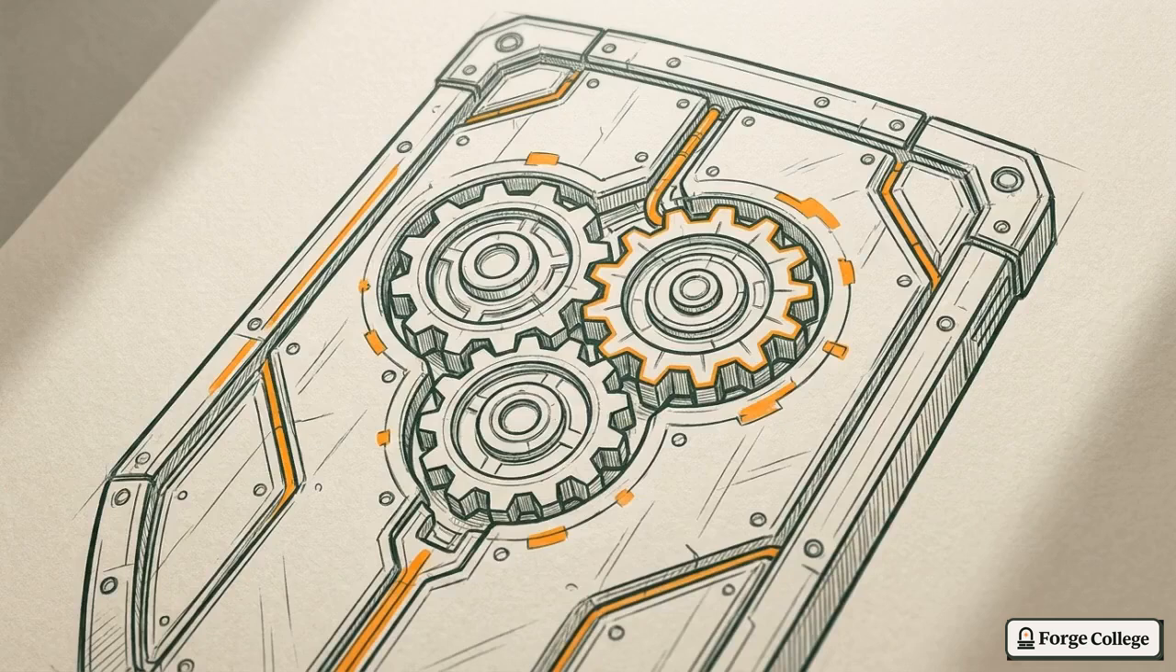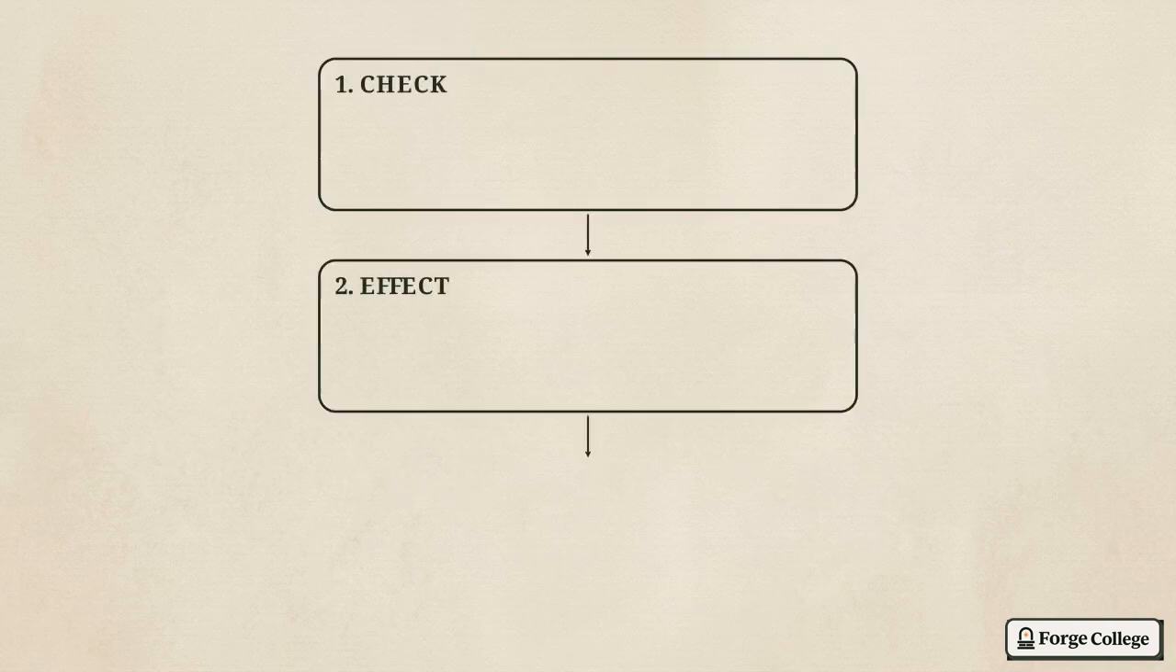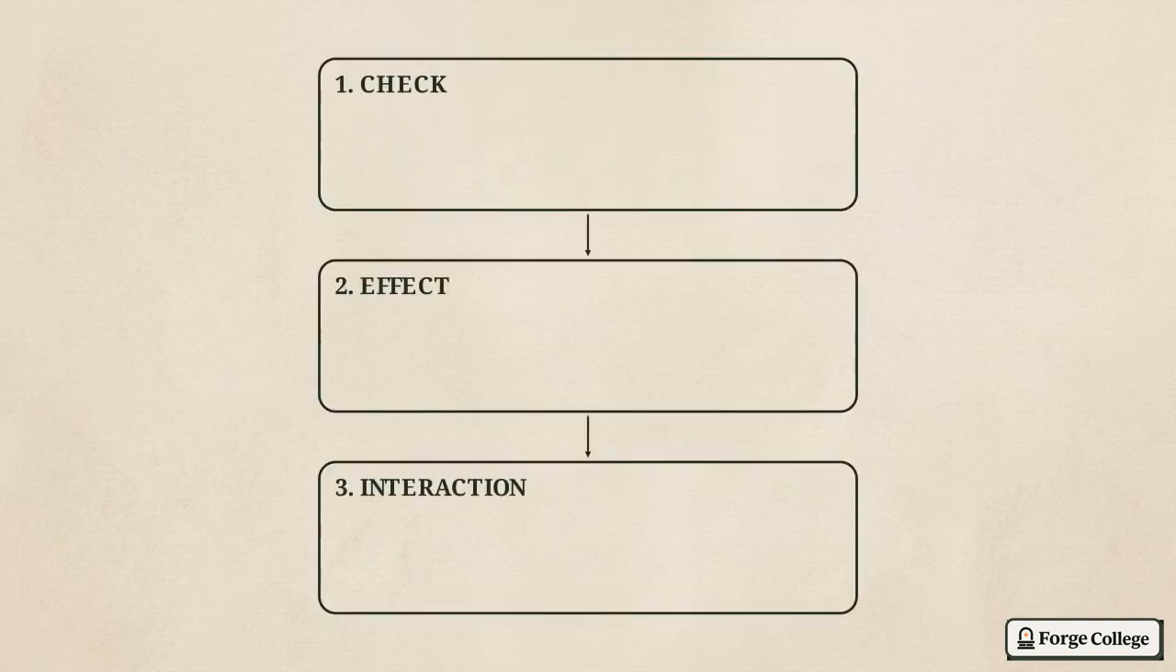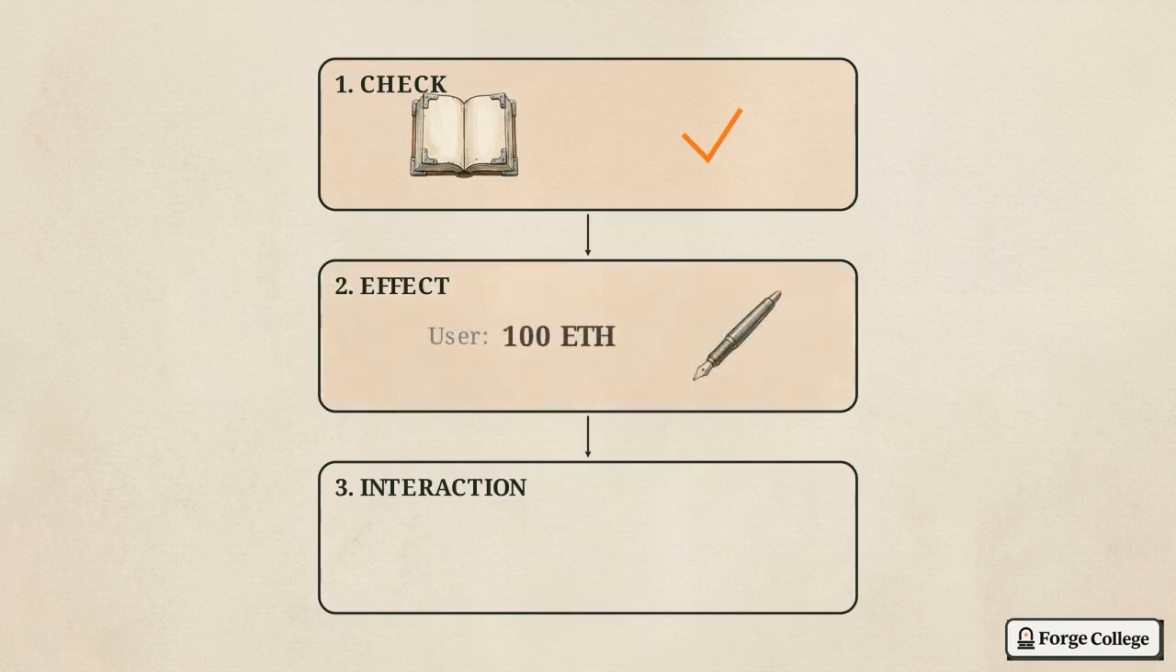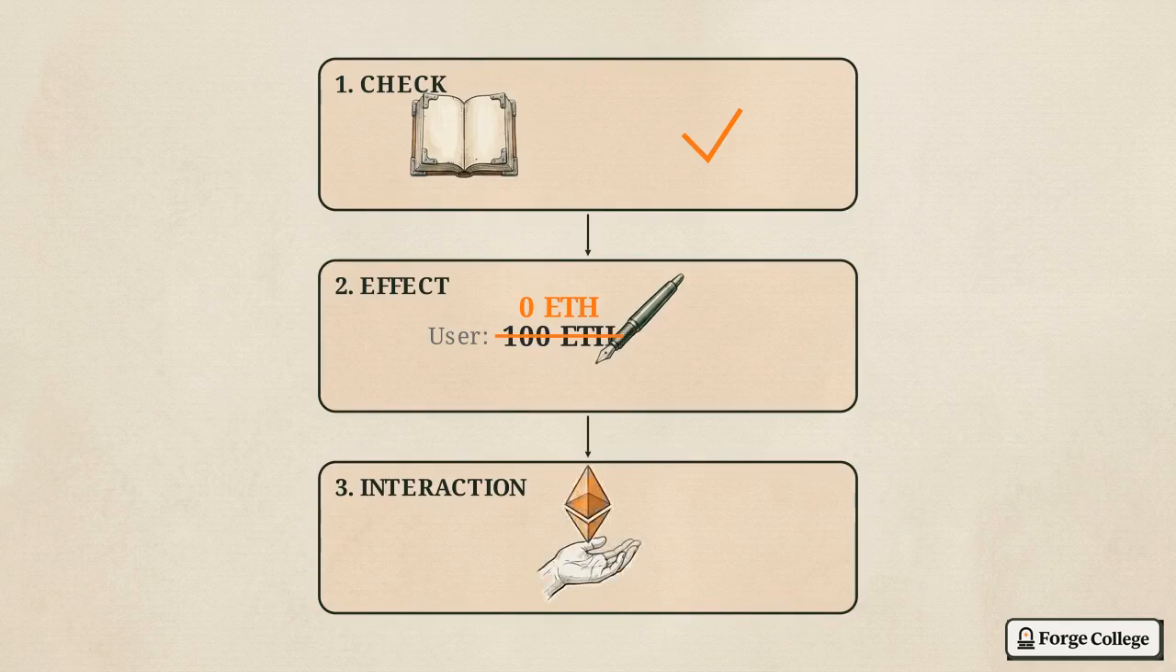To stop this, we use the ultimate defense mechanism, the checks-effects-interactions pattern. This flowchart outlines the exact order of operations we must follow. First, the robot runs the check. It verifies the user's balance on the ledger. Second, we apply the effect. The robot must cross the user's name off the ledger immediately, bringing their balance to zero before any money moves. Third, we perform the interaction. Only after the ledger is fully updated does the robot hand over the cash.